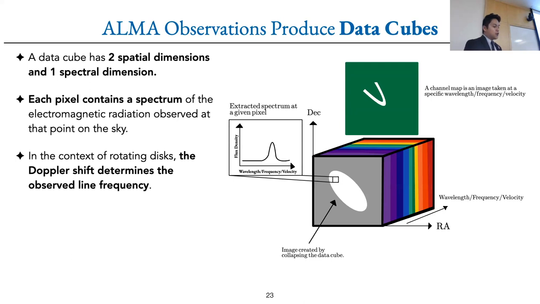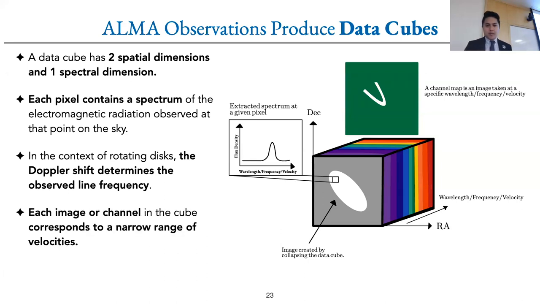And if we're looking at rotating disks, then the Doppler shift will determine the observed line frequency that we see. We're familiar with the Doppler shift in everyday life when an ambulance or a fire truck passes us: the pitch of that siren gets really high, and then as it moves away, the pitch gets lower, because the sound waves become more spread out. And in the context of rotating disks, light can also undergo a Doppler shift. So this line can shift depending on the relative motion of the disk at that point.